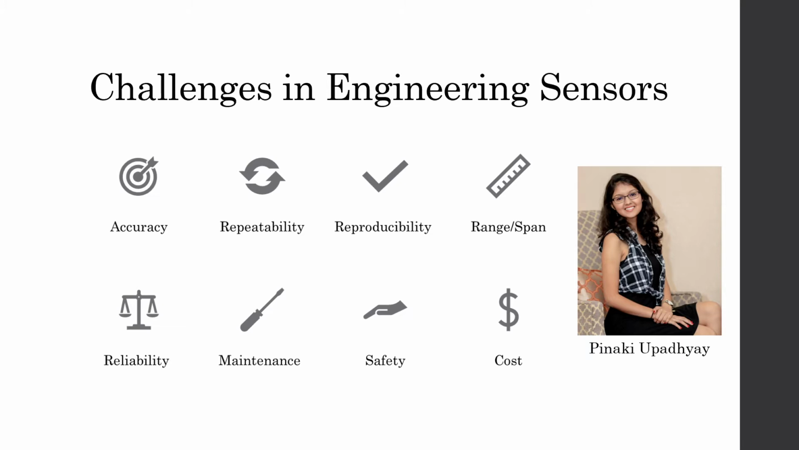Some of the challenges that engineers face when creating sensors include accuracy, how close the sensor's measured value is to the ideal value, repeatability, the ability of the sensor to reproduce the same measurements after each reading, reproducibility, which means multiple sensors will give similar readings under the same operating conditions, range or span, which refers to the phenomena that a larger range results in poorer accuracy and reproducibility. So, engineers typically select the smallest range that satisfies the requirements.